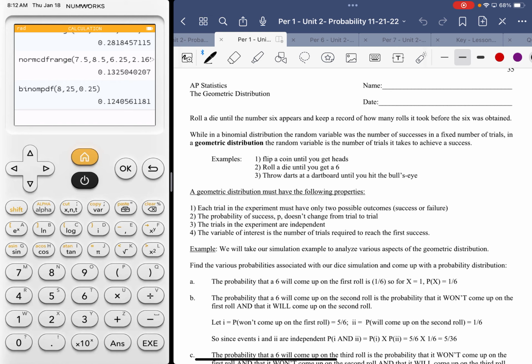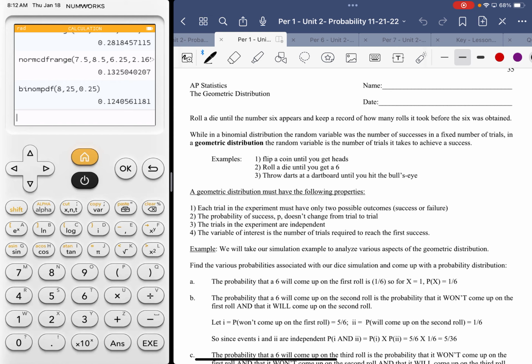So is it not just the opposite of the binomial? Just the opposite of the first rule. Just that first rule. The other three are the same. So instead of a fixed number of trials, it's a variable number of trials. Everything else is the same. Which really lends itself to a nice multiple choice question.